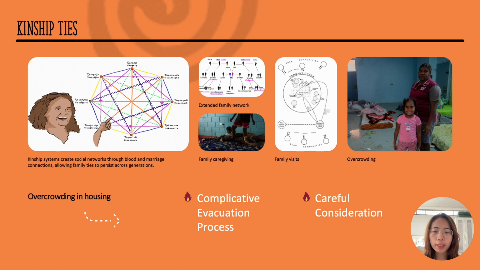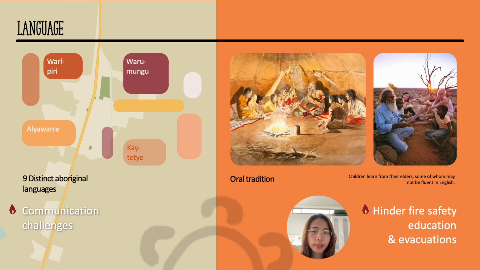Aboriginal society is deeply rooted in complex kinship systems and strong community bonds. These systems create social networks through blood and marriage connections, allowing family ties to persist across generations. These extended family networks, which include family caregiving and visits, contribute to overcrowding in housing. This not only affects their living conditions but also complicates the evacuation process during bushfires. Additionally, certain cultural taboos, like the prohibition of talking between a man and his mother-in-law, require careful consideration when designing evacuation shelters.